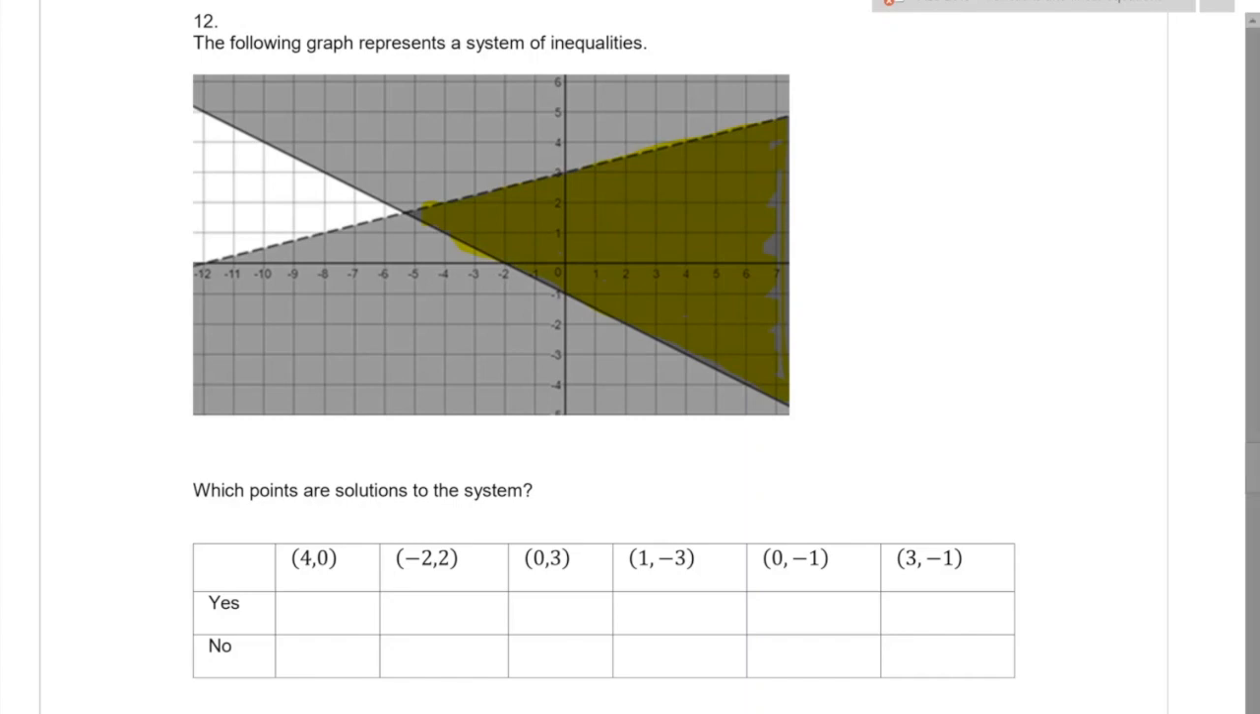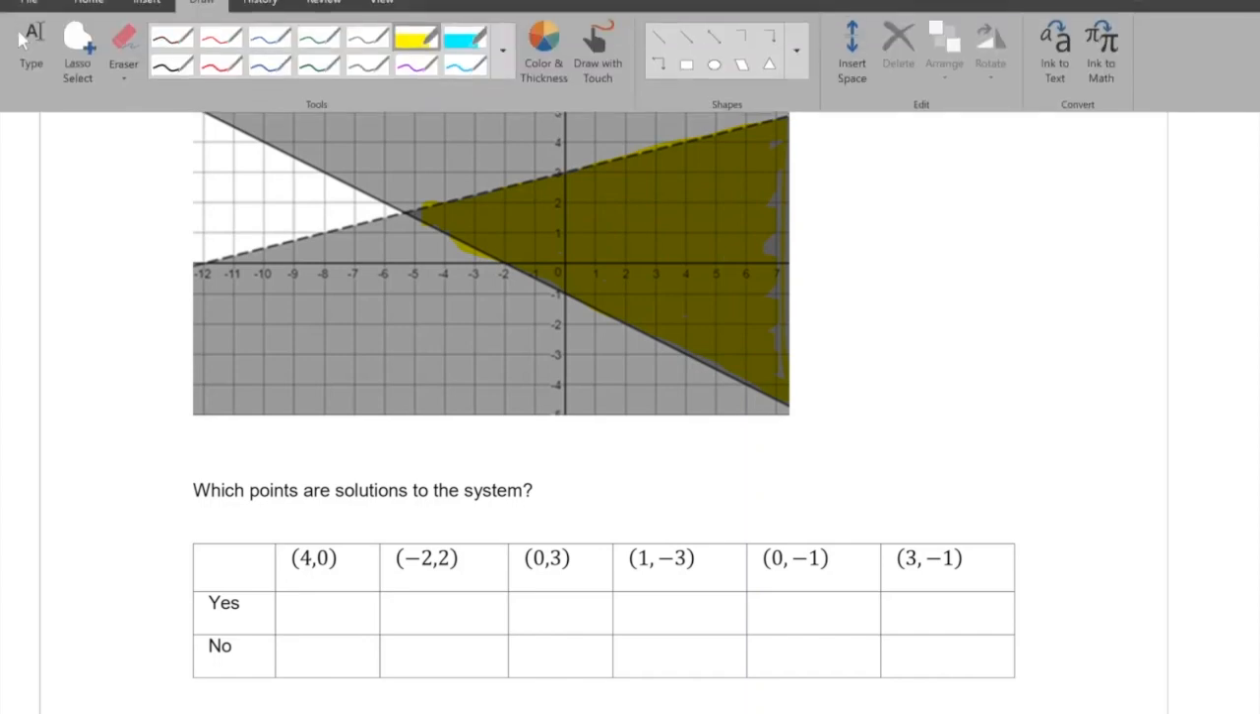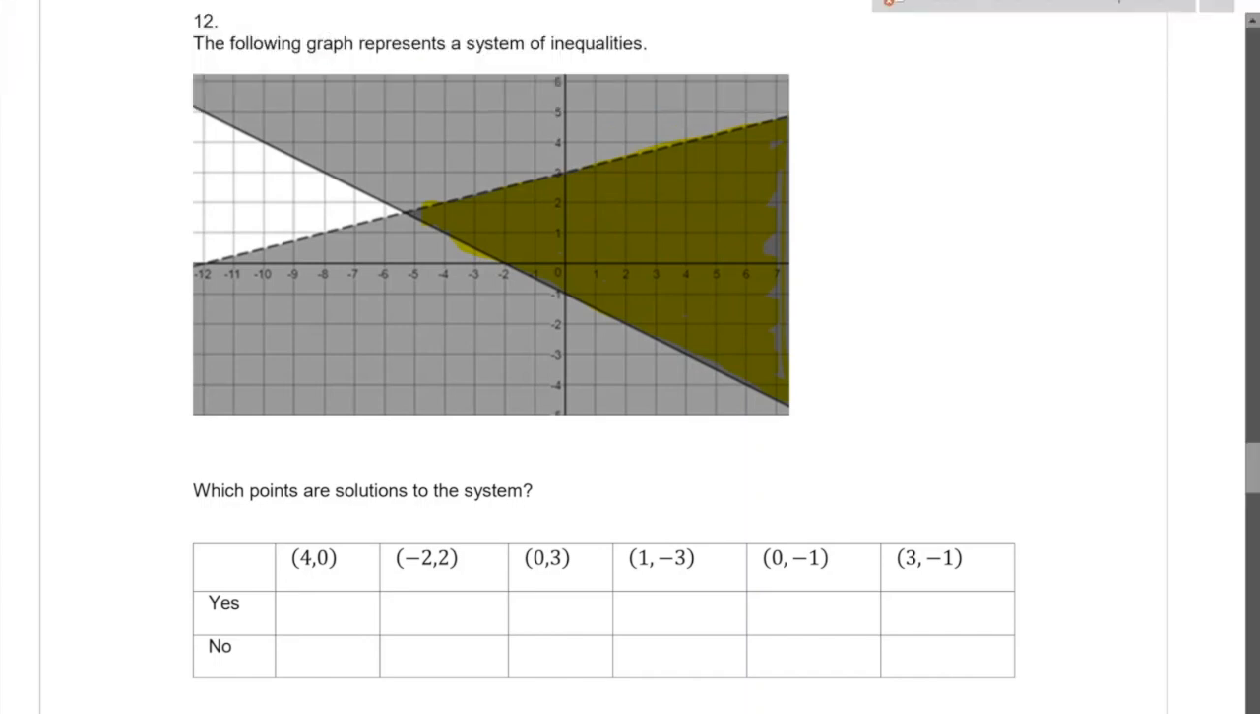So is 4 and 0 in the yellow? So let's see. 4 is x, y is 0. So 4 and 0 is right here. And yes, that is a solution. What about negative 2? Remember, x goes first, negative 2 and positive 2. Well, that's right here. So yes, that's in that yellow. 0 and 3.